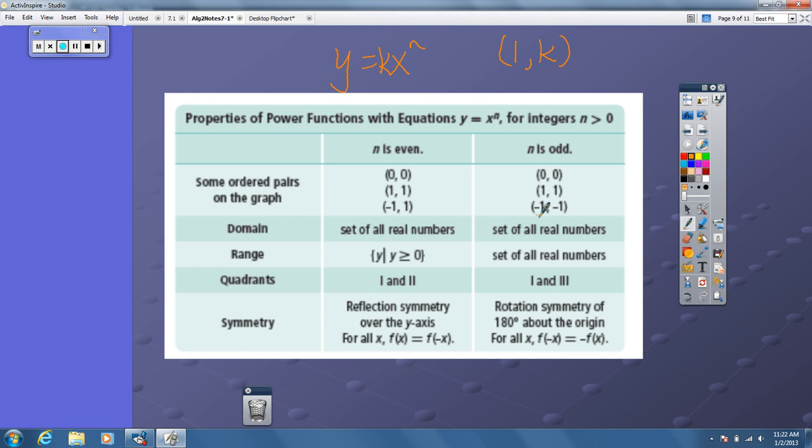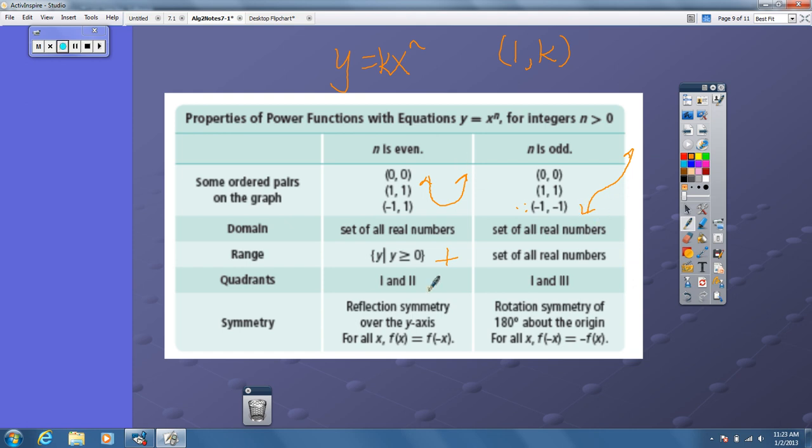Now, if it's odd, it's a little bit different because (-1, -1) and (1, 1) are there. Okay, so even is going to look like this, and odd is going to look like this. You might want to draw a little sketch for yourself. Domain, left to right, all real numbers. I can plug whatever I want into this, but what am I going to get out? I'm only going to get positive numbers whenever I have an even power. Think about that. When I plug in a negative and I square it, it comes out to be positive. If I do it 3 times, oh, it's negative again. So you get all real numbers when it's odd.